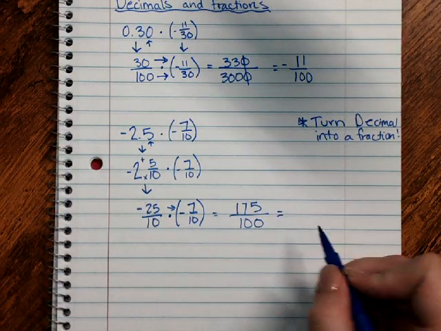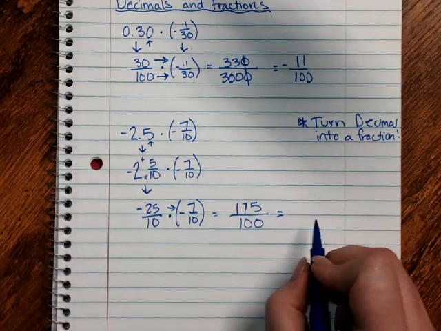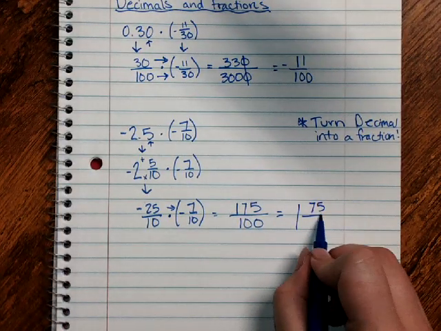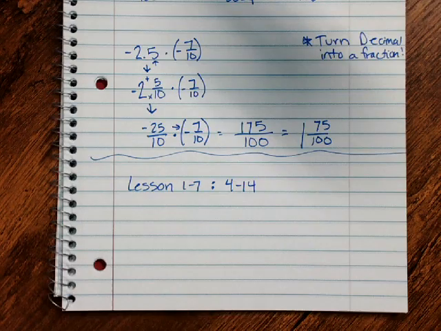If you want to turn this back into a mixed number, how many times can 100 go into 175? That's once, and I have 75 hundredths left over. If you want to simplify it even more, it's technically 1 3/4. Okay, so your homework is lesson 1-7, 4 through 14. And again, we're going to practice this some more tomorrow. So please try your best to work through these problems. And tomorrow we will definitely talk about it in class.